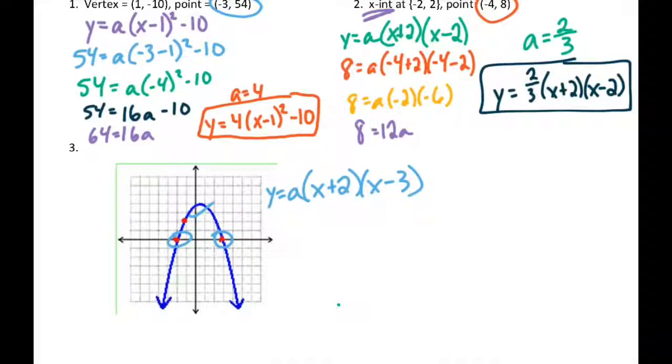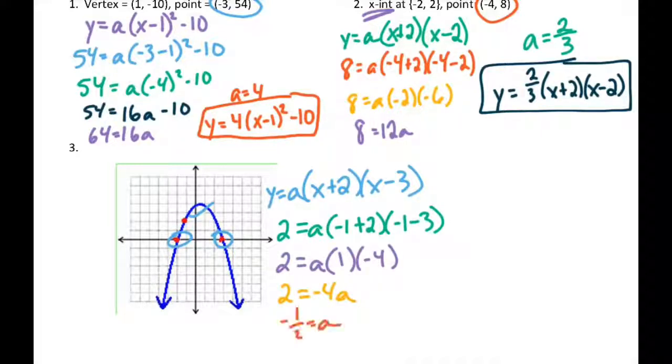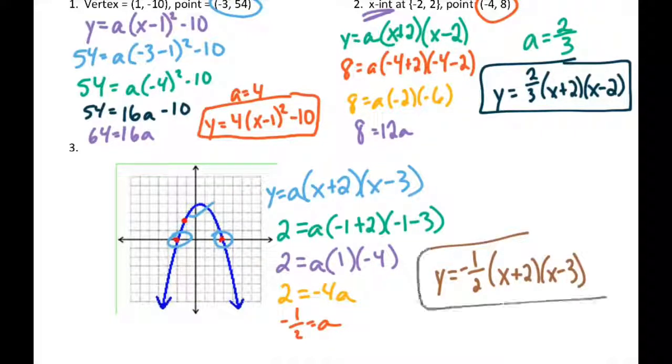We've got y equals a in front of it. Then we're going to use this random point, negative 1, 2. So I'm going to plug in the y value and the x value, and then we solve, just like the last ones. So I got a equals negative 1/2, which means y equals negative 1/2 times x plus 2 times x minus 3 is our final answer here.